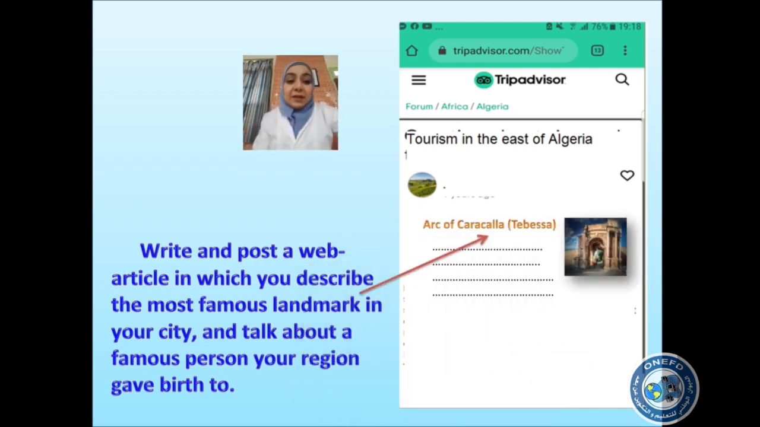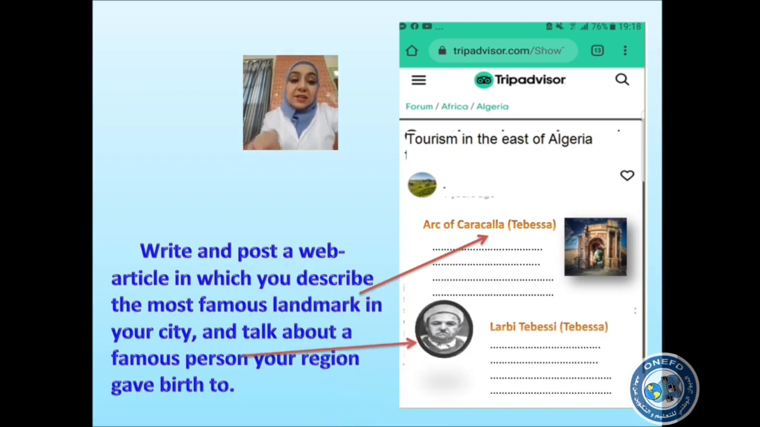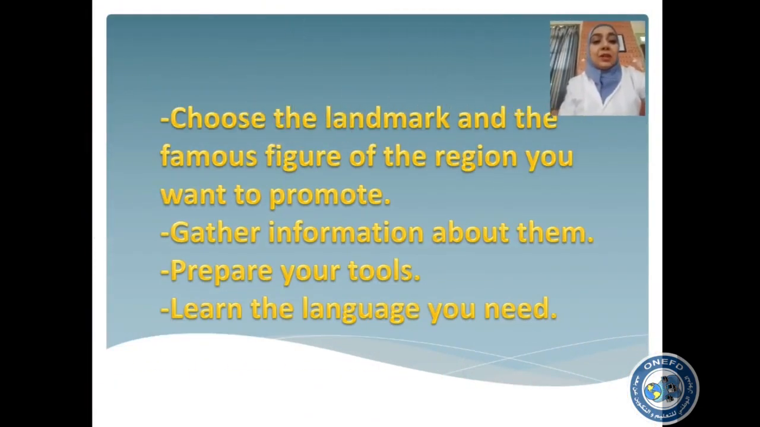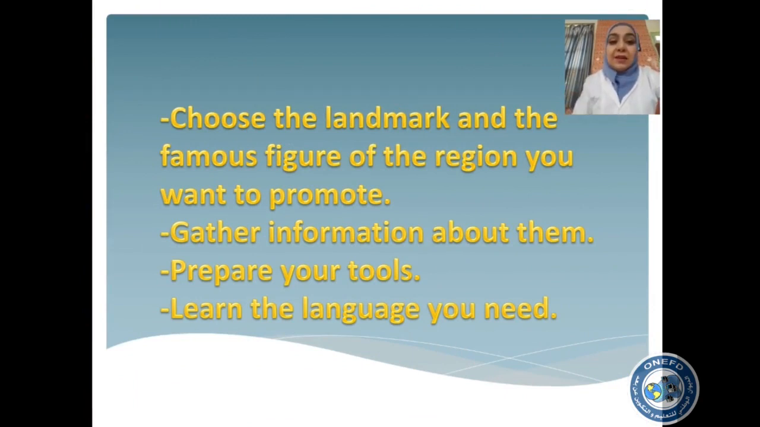First, you will choose a landmark from your region. For example, I will choose a landmark from Tbessa, my city, the Arch of Caracalla. I will write a short descriptive text about the Arch of Caracalla, the Arch of Triumph of Caracalla. Then I will write about a famous person in my region, Al-Arabi Tbessi from Tbessa. I will write a short narrative text about Al-Arabi Tbessi to make people want to come and visit my city in Algeria. So what will you do? You will choose the landmark and the famous figure of the region you want to promote.